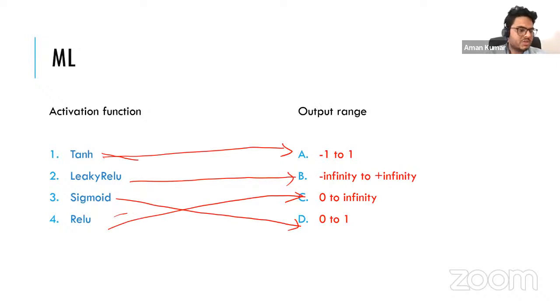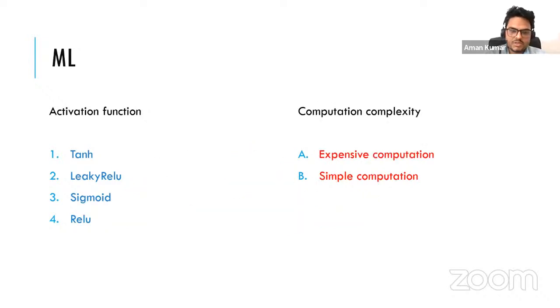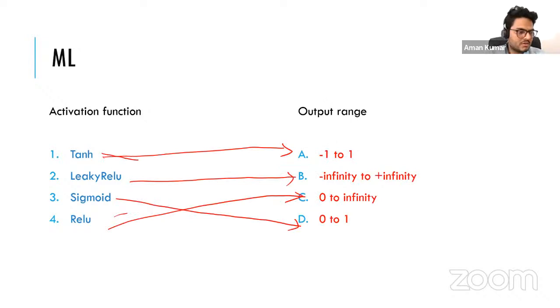I will quickly go to the next one. Anybody has any comment on this? Sigmoid is 0 to 1. Okay. ReLU is 0 to infinity, not 0 or 1. I'm asking about the output range here, so it cannot be just 0, 1. Okay.